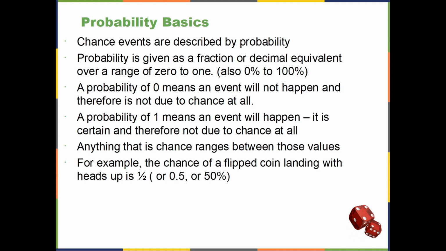In other words, we know certainly that this is not going to happen if it's 0, and we know certainly it's going to happen if it's 1. And because we know for certain they will happen, we're saying they're not due to chance, right? There's no chance that it's not going to happen, or that it will happen. So we're not looking at the 0, the 1 aspects of this. Anything that is due to chance ranges between those values. All right. For example, the chance of a flipped coin landing on heads is 50% or 1/2.